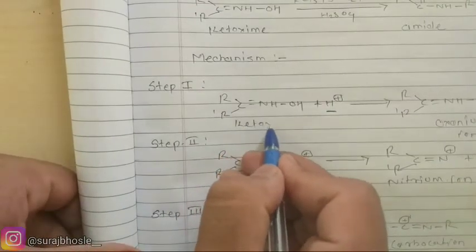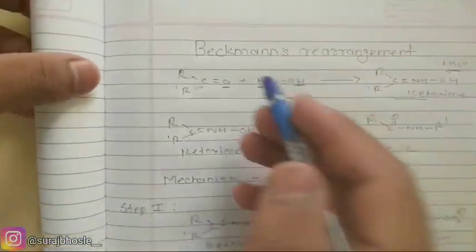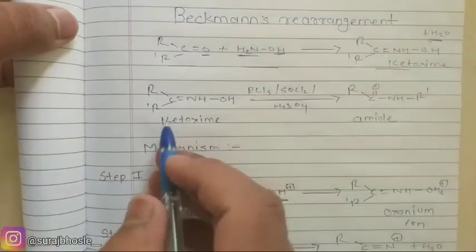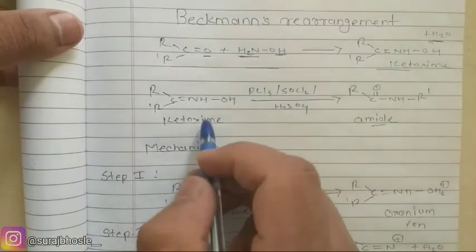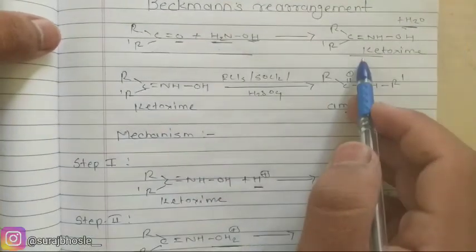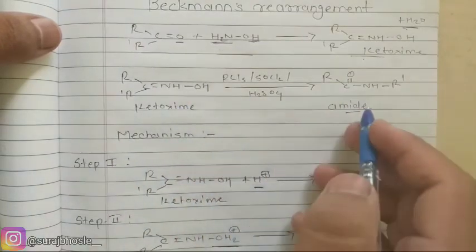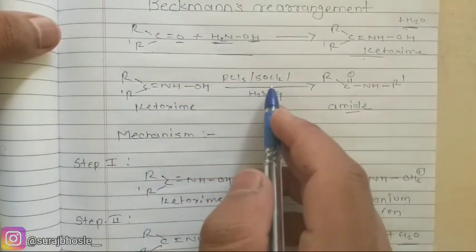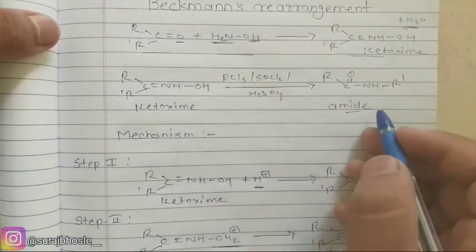In the Bachmann's rearrangement, our ketoxime is converted simply to amide. So again we will revise it. The ketoxime is prepared by the reaction of ketone plus hydroxylamine, which leads to the formation of ketoxime with loss of a water molecule. Now this ketoxime rearranges itself in the presence of PCl5, SOCl2, which is thionyl chloride, or H2SO4, to form amide.